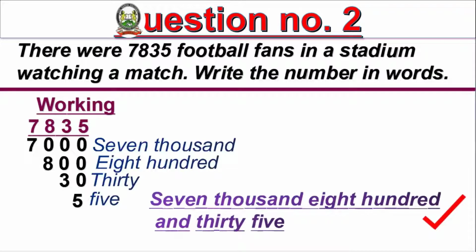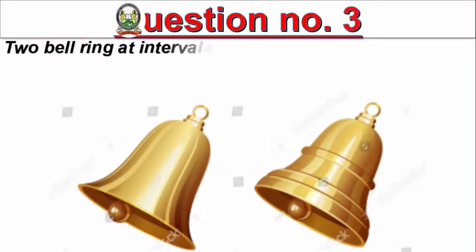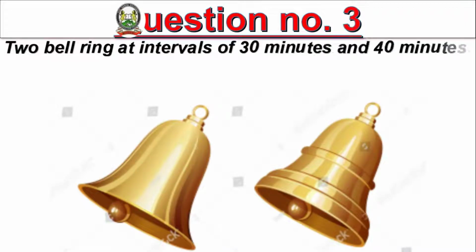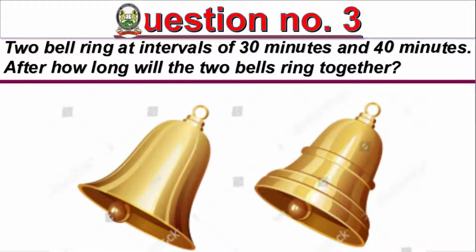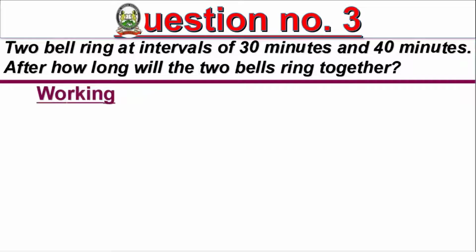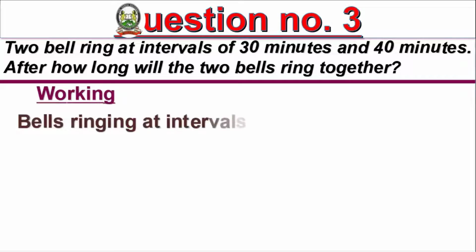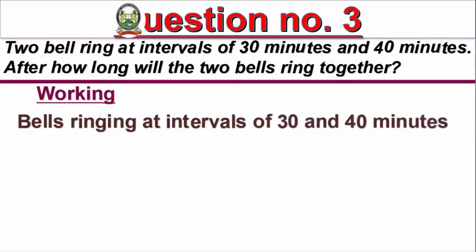Next question. Question number 3. Two bells ring at intervals of 30 minutes and 40 minutes. After how long will the two bells ring again together? So here the idea is intervals. So bells ringing at intervals of 30 and 40 minutes.